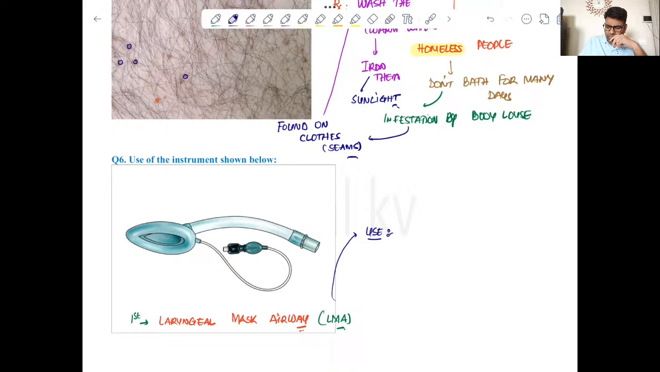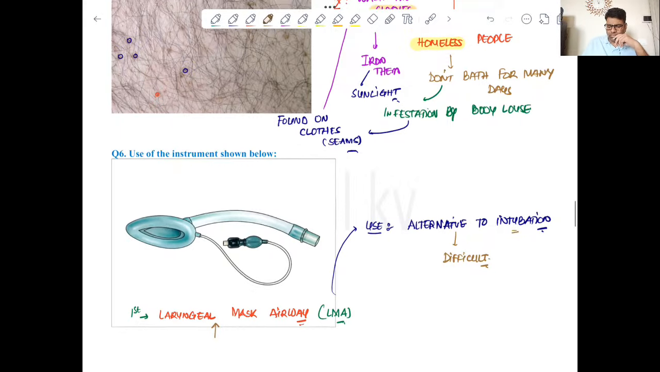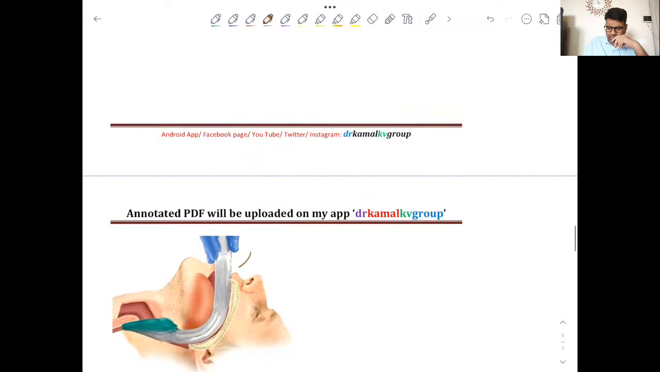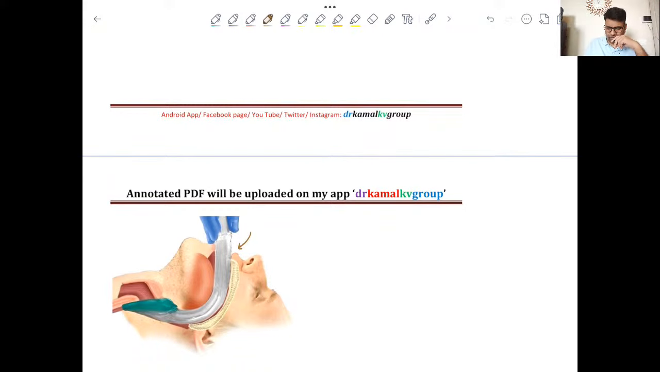Now this is used as an alternative to intubation, right? Because we know that for intubation we use endotracheal tubes and all. So whenever we feel that intubation will be difficult, or we cannot do it properly, then in such cases, rather than going for intubation, we use laryngeal mask airway, right? So laryngeal mask airway is an alternative to intubation. Clear?